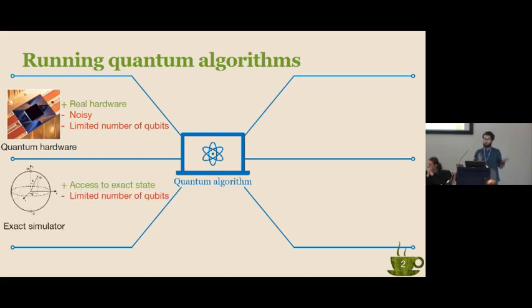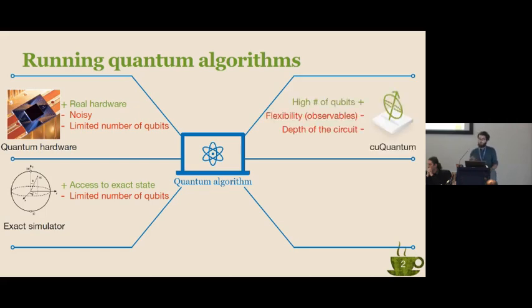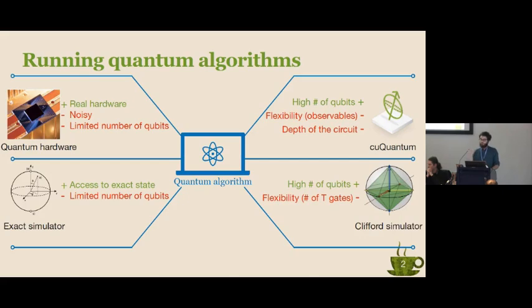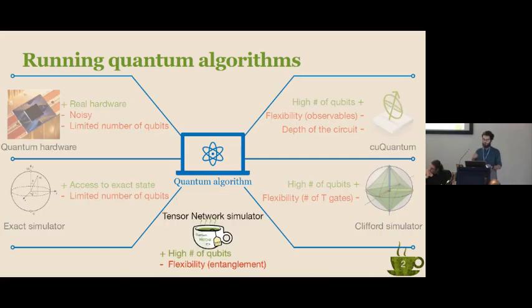Or we can use an exact simulator that tracks the state vector, but it has the problem of an exponential scaling with the number of qubits. So it's difficult to use. Tensor networks are another possible thing, but even there are some problems. You can simulate any circuit. There are even other types of simulators, like Clifford simulators, that let you simulate a high number of qubits, but not any circuit, in particular those with a reduced number of T-gates.